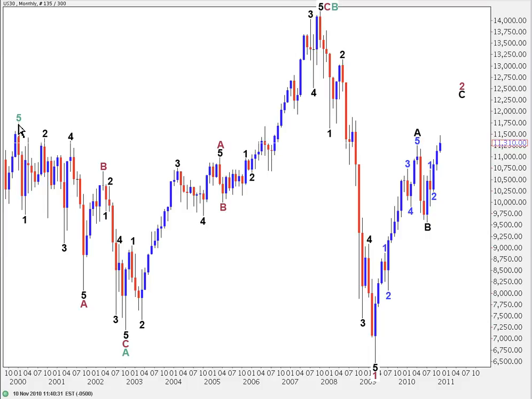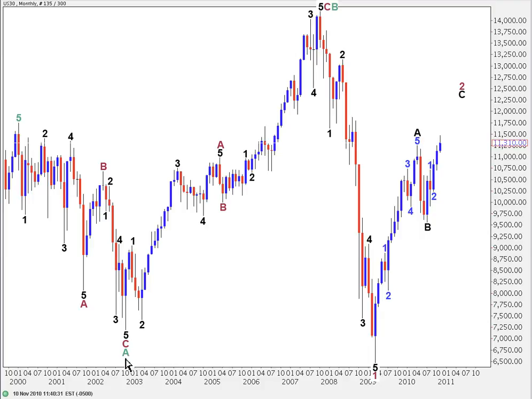This is a 154% correction of A, which is an expanded flat, which usually calls for a C wave that ends substantially beyond the end of A. I don't think this was wave C over here. It doesn't look long enough for a C wave of an expanded flat, and it's far too brief in duration. So I expect this is just wave 1 of wave C at cycle degree. We're looking for the end of a second wave zigzag. When that's over, we'll have a third wave, which must take price beyond the end of 1, so we will see new lows for the Dow.